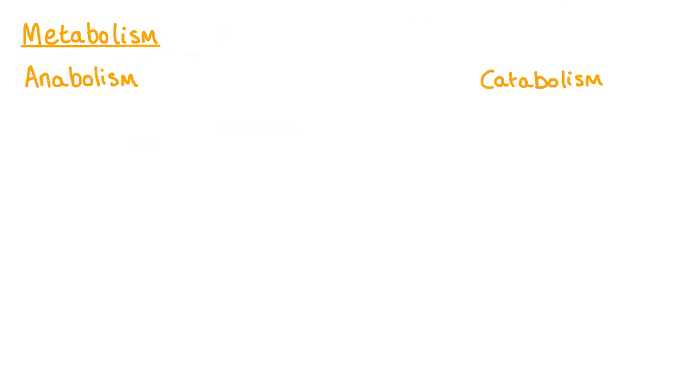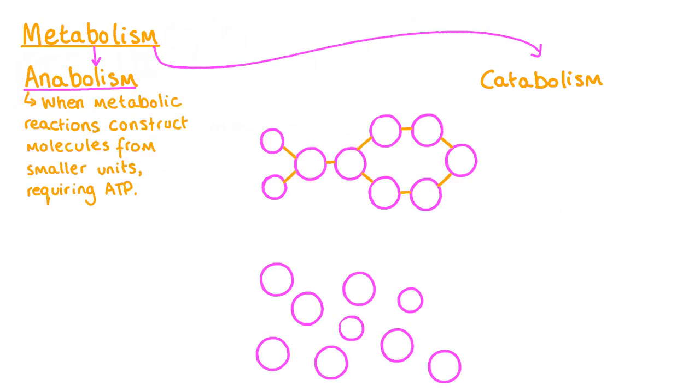There are two types of metabolic reactions, anabolic reactions and catabolic reactions. Let's look at anabolic reactions first. Anabolism is when metabolic reactions construct large molecules from smaller units. Anabolic reactions require energy that is stored in the form of a molecule called ATP. When certain bonds in an ATP molecule are broken, this releases the energy needed for anabolic reactions to occur.